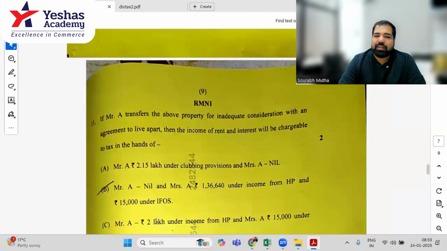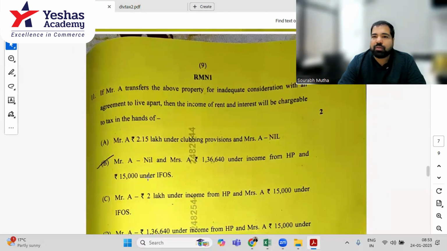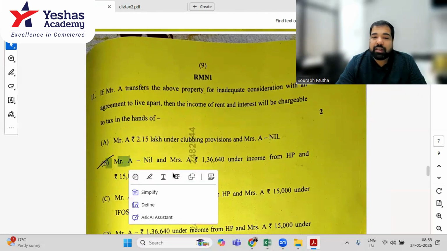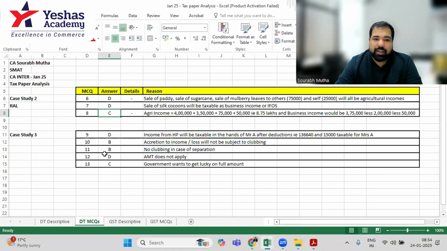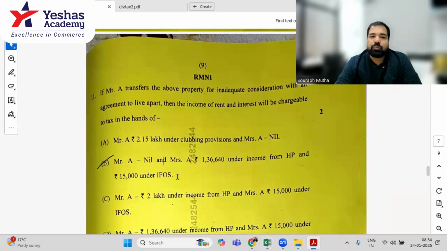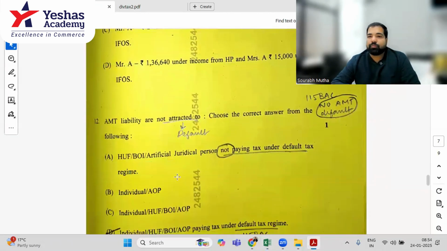So in this case, in Mr. A's hand nil, and both 136,640 and house property income of 15,000 of IFOS will also be taxed in the hands of the wife. So this is the right answer. Guys, this is a very easy MCQ. Here are the answers. Case study, this is 9th, 10th and 11th. Let's go to the next one, which is 12th.